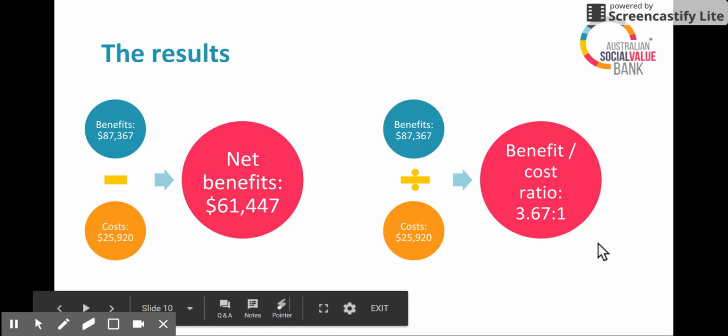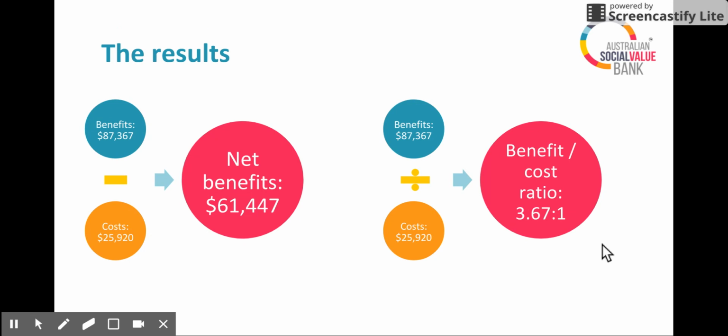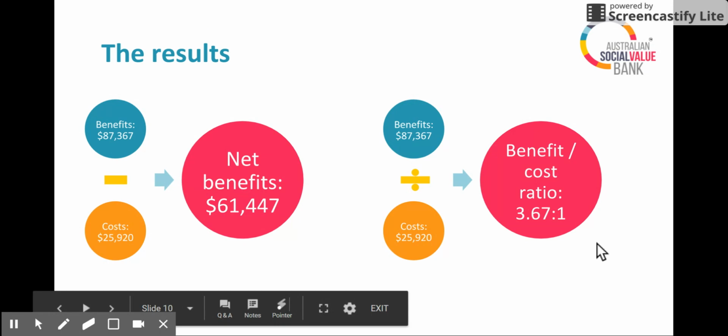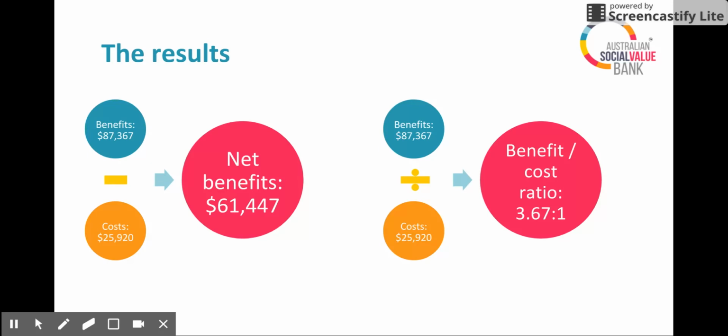As the program creates $87,367 worth of benefits to society and costs $25,920 to run, this creates $61,447 net benefit and a benefit cost ratio of 3.67 to 1.